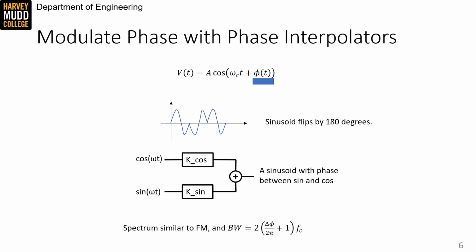The output spectrum of phase modulation winds up looking similar to frequency-modulated spectrums, and the total bandwidth varies with the amount of modulation, just like in the frequency-modulated case. And that's worth pointing out because in an amplitude-modulated case, the total bandwidth doesn't vary with the modulation depth.